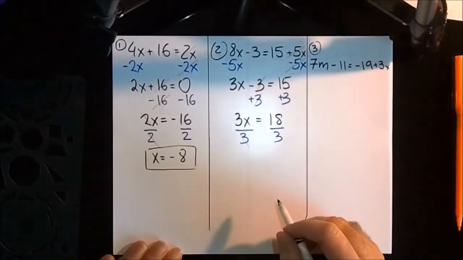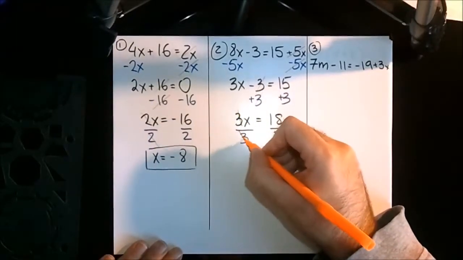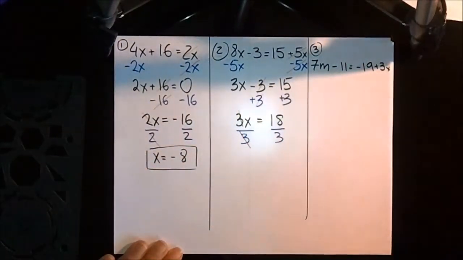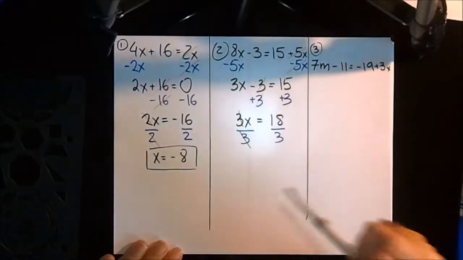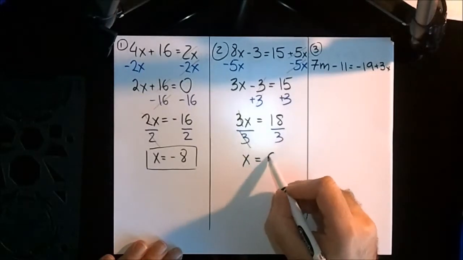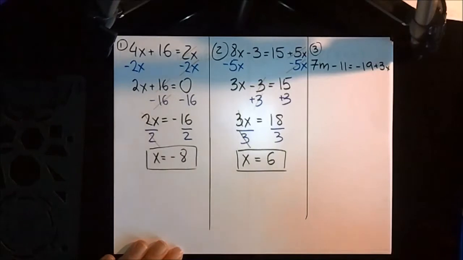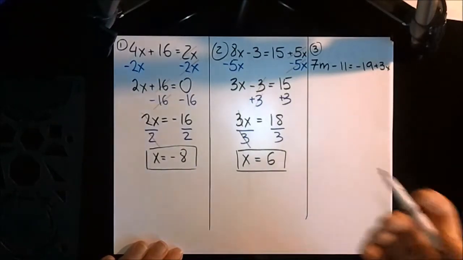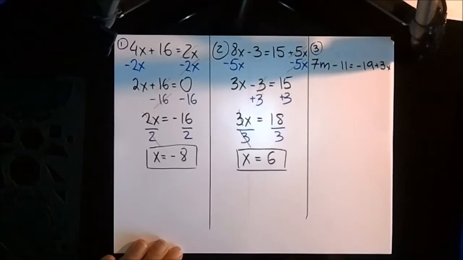And you can probably barely see that orange. It's not a very good orange at all. And I'm left with x equals 18 divided by 3, which is 6, which is my final answer. Alright, questions about 1 or 2? Kind of rushing through these, I shouldn't be.